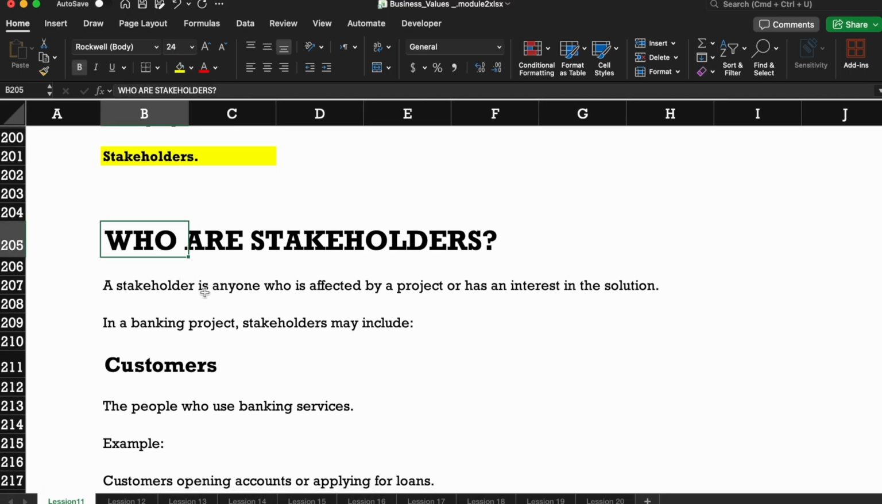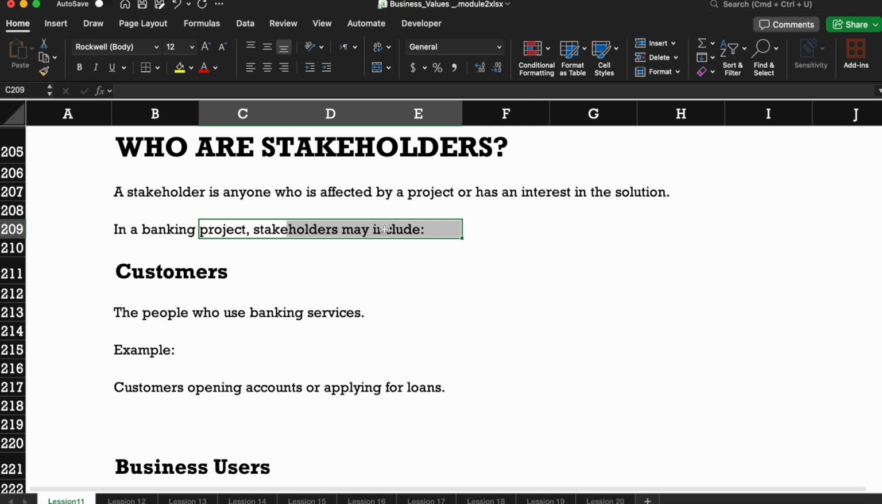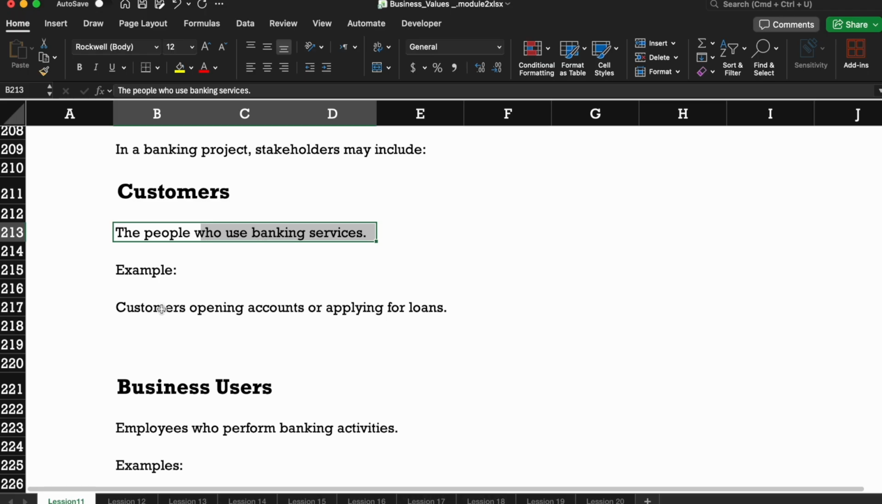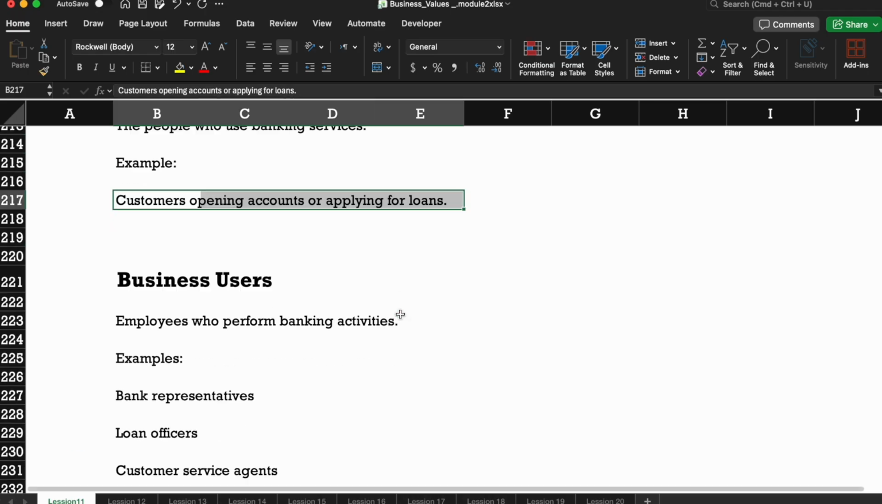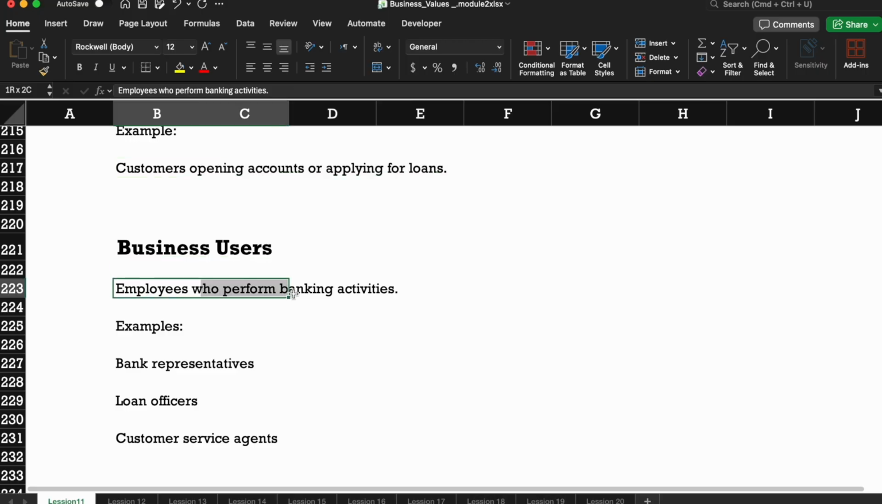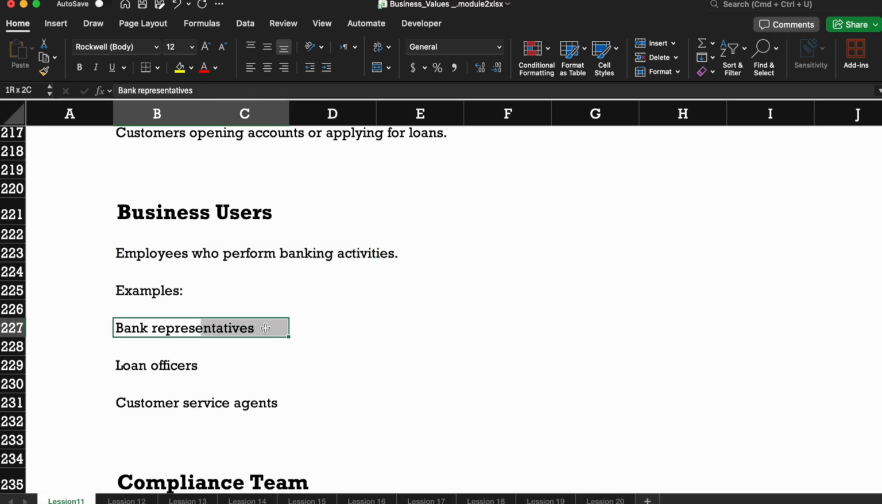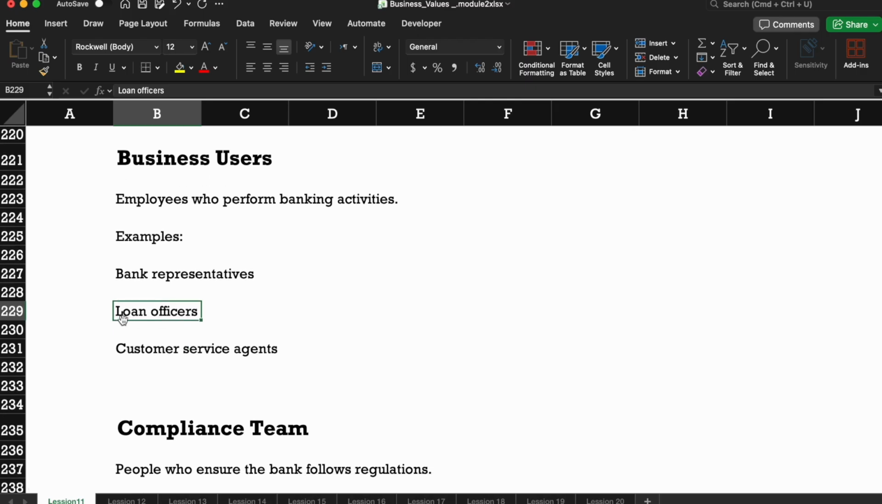Who are the stakeholders? A stakeholder is anyone who is affected by a project or has an interest in the solution. The solution here refers to the software application. In a bank project, stakeholders may include customers, the people who use the banking services, for example customers opening accounts or applying for loans. Business users are employees who perform banking activities, for example bank representatives and tellers, whom you see at the counter, and loan officers. If you are taking a loan like a mortgage, you talk to bank officers, whom we call loan officers.